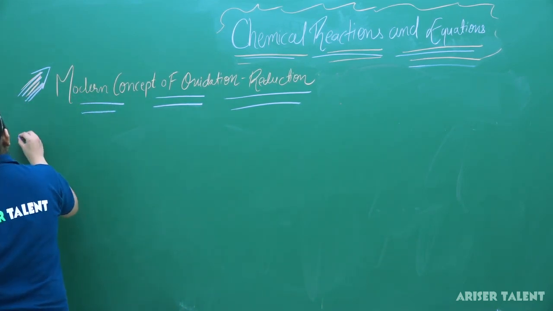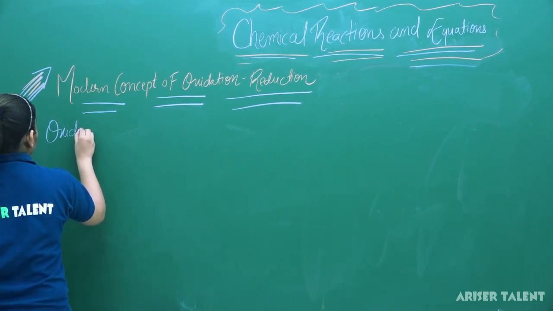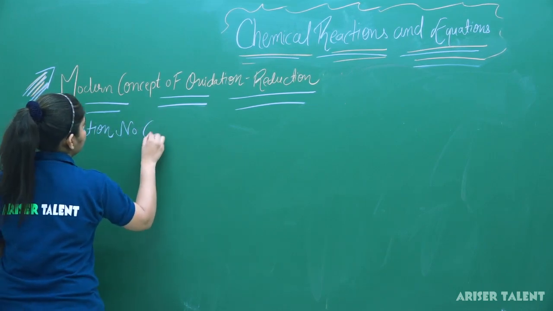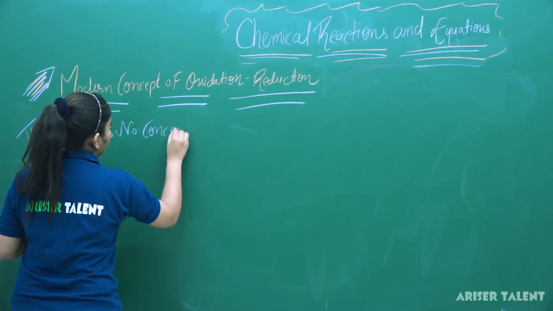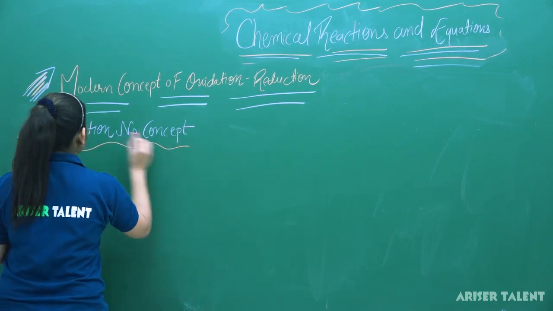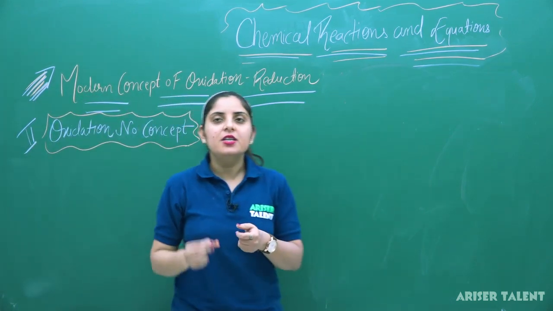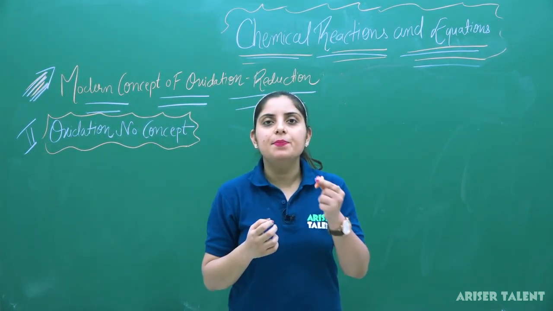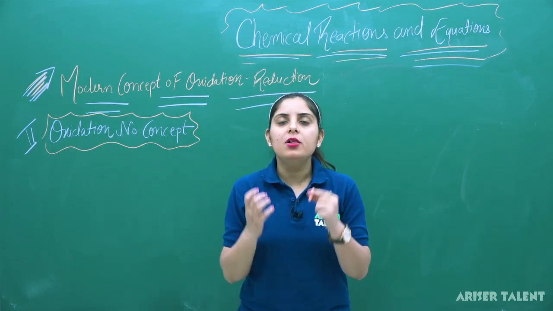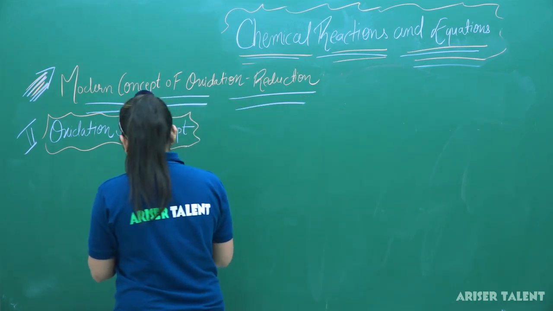So our second category is oxidation number concept. So what is the oxidation number? Oxidation number is basically a charge on a neutral atom when all the other atoms are removed from that element. So what is oxidation number?